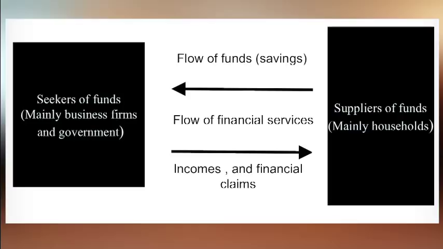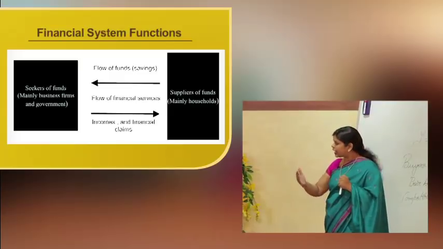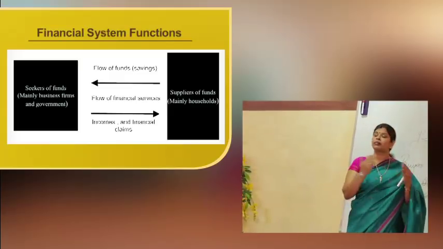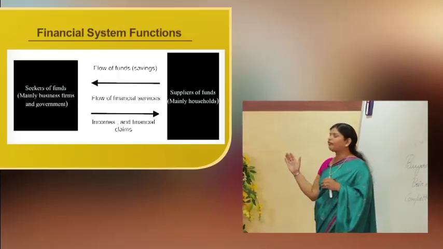And all these savings are going to be accumulated together and directed towards the seekers of funds, right? So these seekers of funds are going to get the funds, that is, the flow of funds in the form of savings is going to move from the suppliers to the seekers of funds, right? And when the flow of funds happens, there has to be something that comes from the seekers to the suppliers also. What is that coming in? The flow of financial services.